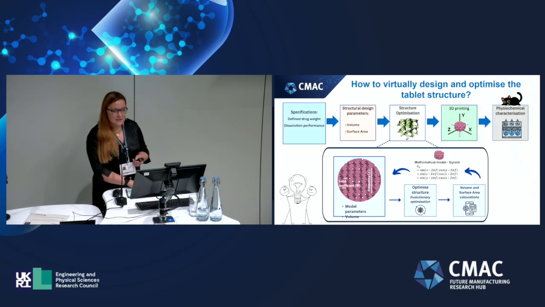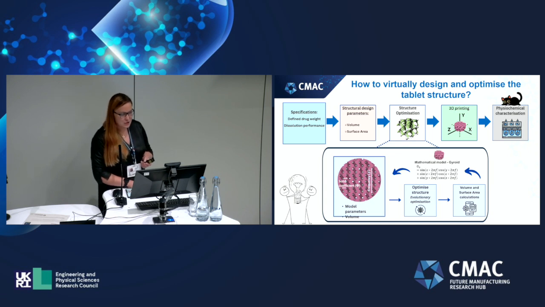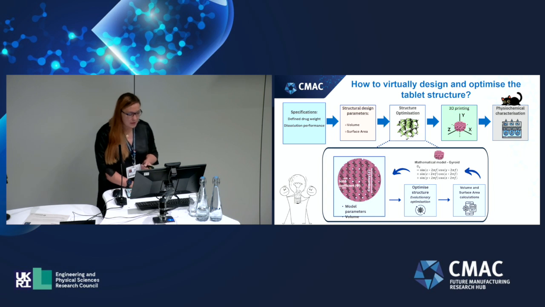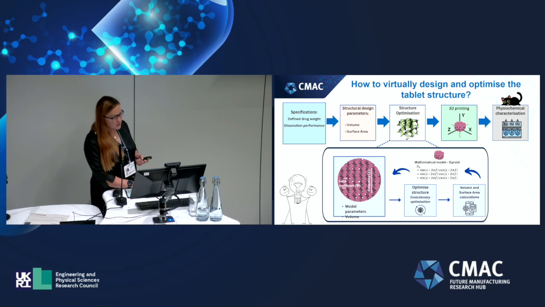So how do we design the tablet? First of all, we have our specification, which is the drug weight, so the drug loading, and the dissolution of interest. Then from the weight and the known density of the material, we can calculate the volume and define the surface area. And next we are building the model of the tablet based on the mathematical equation, where we are implementing the model parameters, visible on the picture, and the volume calculated. Then we are optimizing that structure, and what it does is actually calculate again volume and surface area matching our specifications.